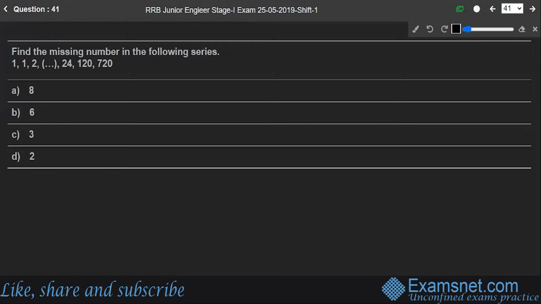Question number 41. Find the missing number in the following series. This is the series which is given to you. You have to find out what will come out at this place. Let's write down the series. You have a 1, then again a 1, then a 2, then a question mark, then 24, followed by 120, and then this.